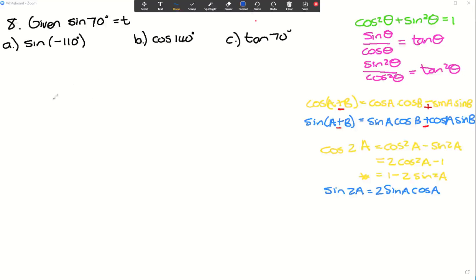Okay, so question 8 from Check Your Skills in Exercise 5.10 asks: given sine 70 degrees is equal to t, and without using a calculator, express each of the following in terms of t. We've been given sine negative 110 degrees, we're given cos 140 degrees, and we've been given tan 70 degrees. So, in terms of t.